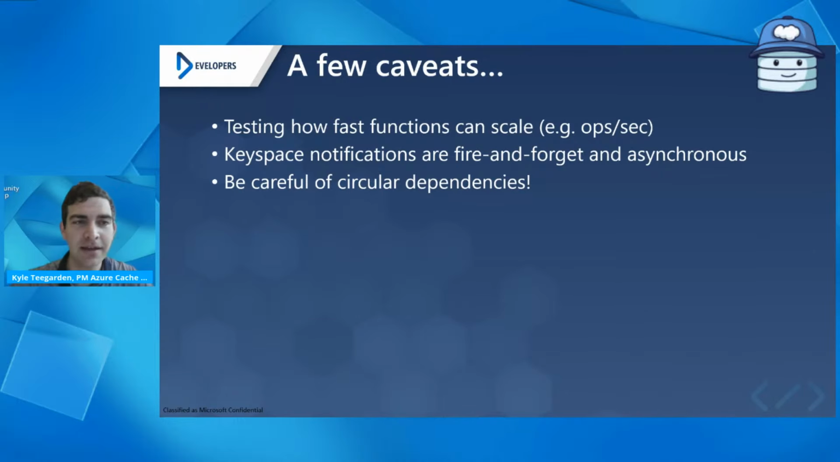I think the other thing is key space notifications, which we use in most of these applications that I showed, are both fire and forget and async. And so they're not durable. If you miss that notification, it's gone. It makes it simple, but makes things a little tricky. So for key space notifications, you can't use consumption functions. You need to use premium or durable functions.